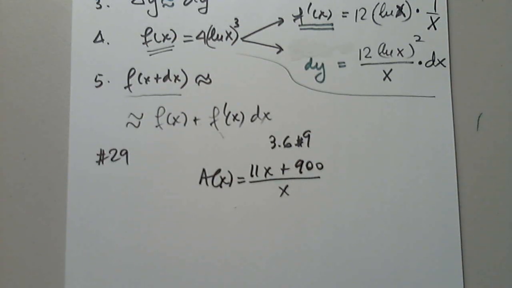Use A prime of x to estimate the change in average cost as production goes from 200 units to 201 units. Very good. This one is 150 to 151. It won't make any difference. So it says use A prime. It doesn't say find the exact. It says use A prime to estimate. In other words, find the approximate change in the average cost function as production goes from 200 units to 201 units. That's exactly what I was going to do today, but we'll start with this.